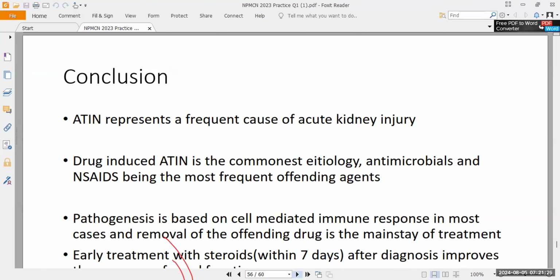So in conclusion, acute tubulointerstitial nephritis is a frequent cause of acute kidney injury. Drug-induced tubulointerstitial nephritis is the commonest etiology, with antimicrobials and NSAIDs being the most frequently offending agents. Pathogenesis is based on cell-mediated immune response in most cases, and removal of the offending drug is the mainstay of treatment.